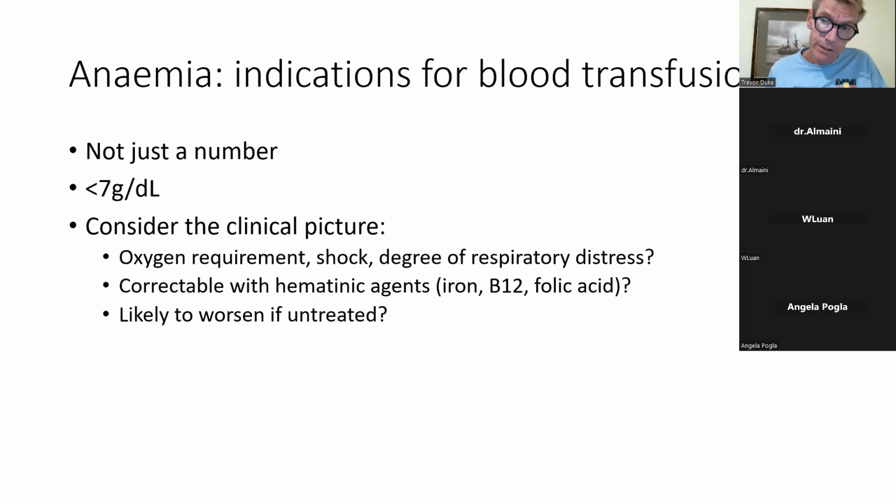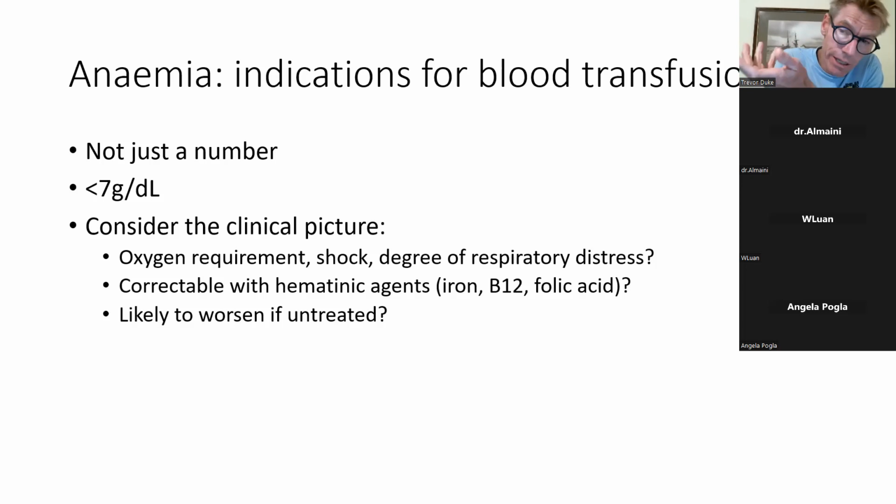We talked briefly about this last week, but I wanted to go through this in a bit more detail, and then we'll finish off. But first of all, as I said last week, when we decide to give a blood transfusion, it shouldn't be based on just a number.